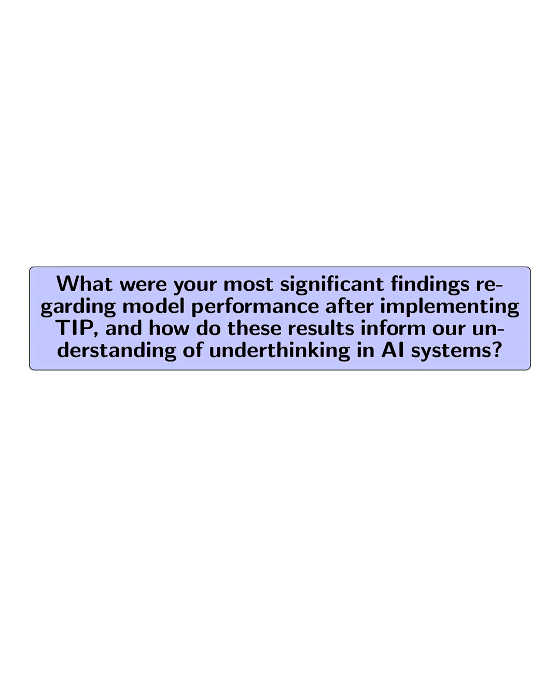What were your most significant findings regarding model performance after implementing TIP, and how do these results inform our understanding of underthinking in AI systems?